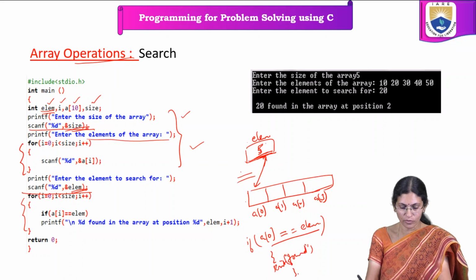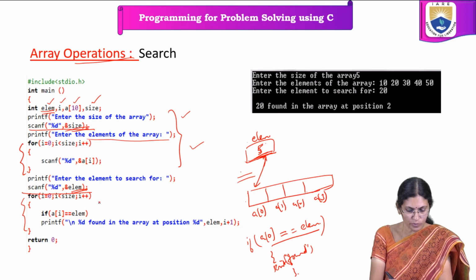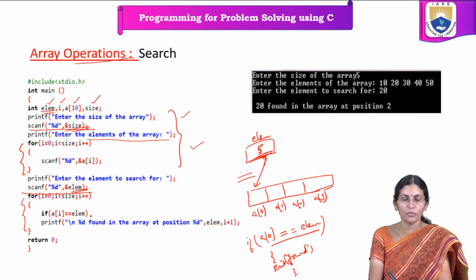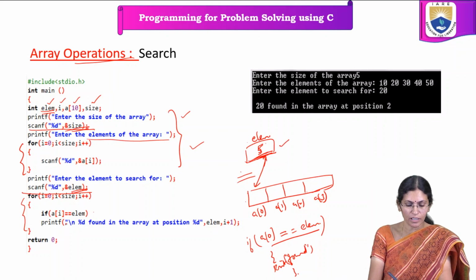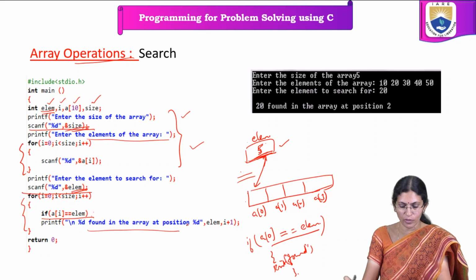in the array. So this is the loop to iterate or access each element in the array, and each element in the array is compared with this element, and an equality check is performed here. If this condition is satisfied, then we can say that the corresponding element is found in the array at that position. So here we are printing the position also.